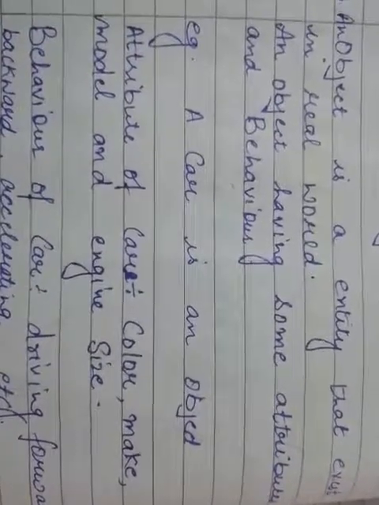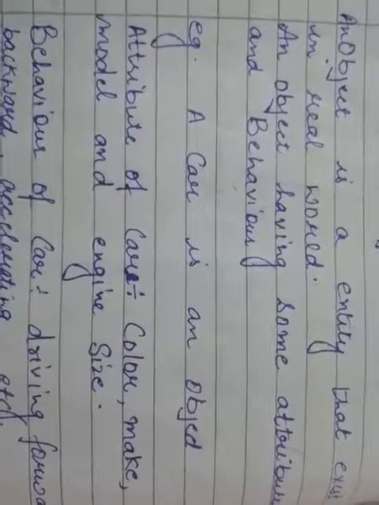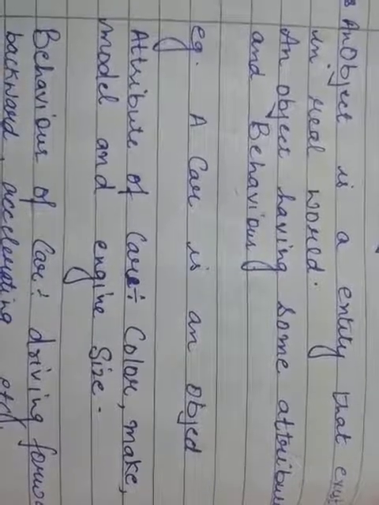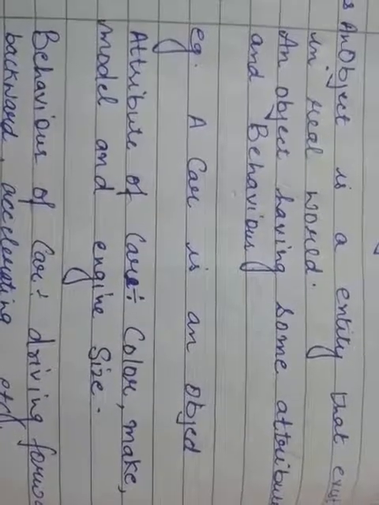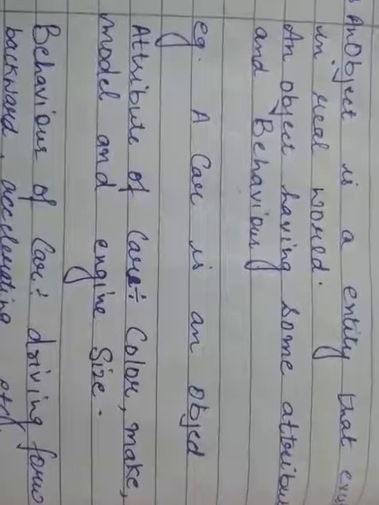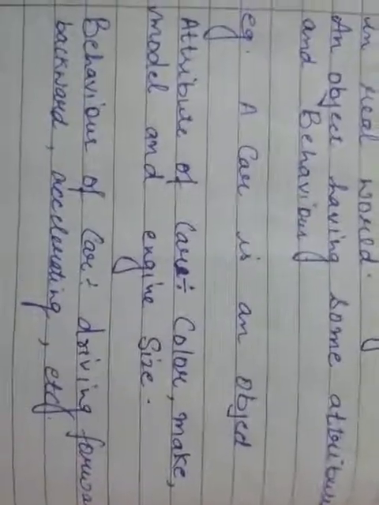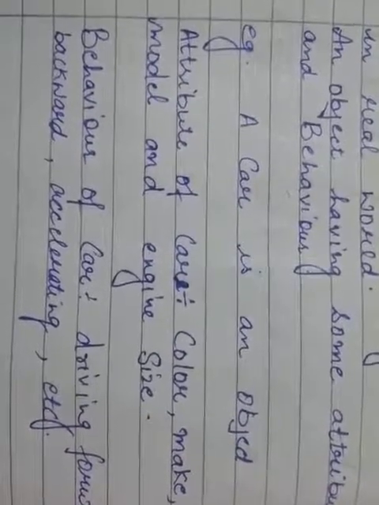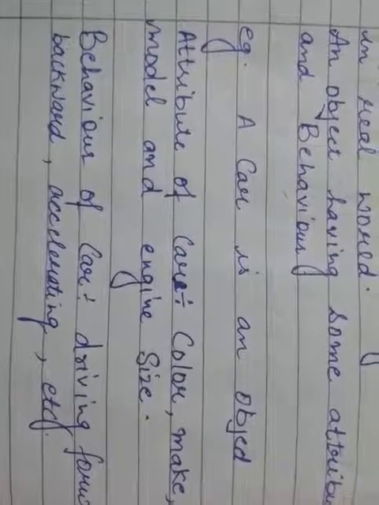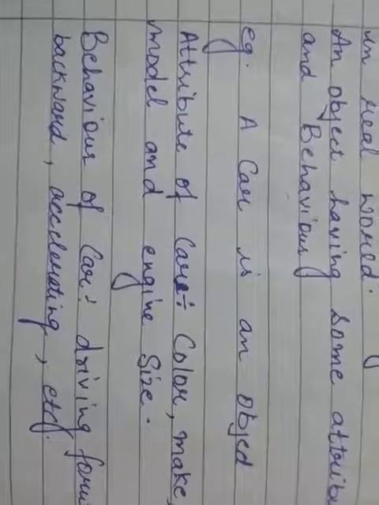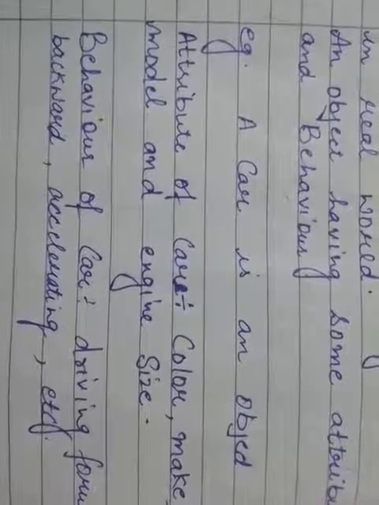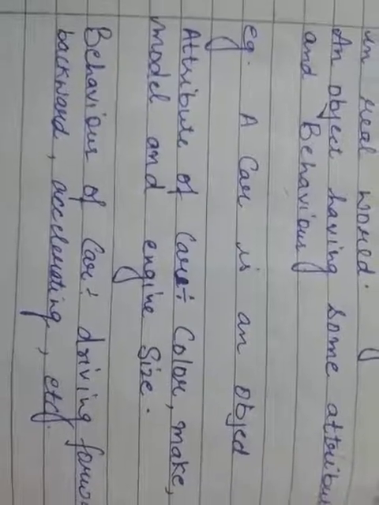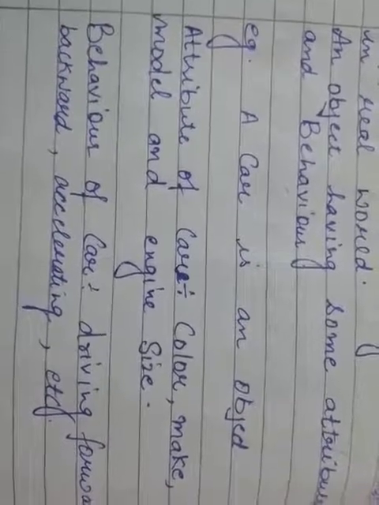An object has some attributes and behavior. What is the meaning of attributes? That means its features. And what is behavior? Behavior means actions. So any object has some attributes and behavior. For example, a car. Car is an object. I told you that it can be a living thing or a non-living thing. A car is a non-living thing, but it is an object because it exists in the real world, so that is why it is an entity and it is called an object.